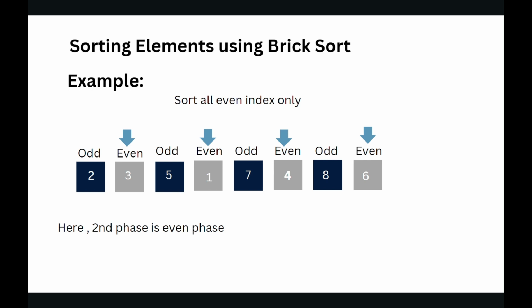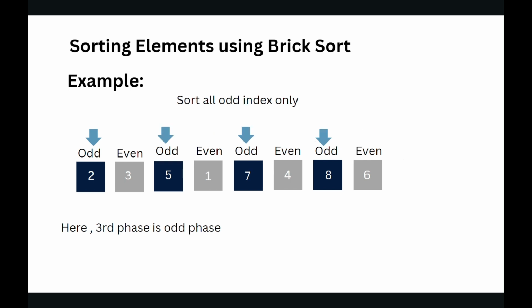Next even index value is 6. But to compare with the other element, there is no successor element present. Therefore, we can't determine it. Therefore, no swapping is possible in this case. Up to now, second phase, that is even phase sorting, is completed. Now let's move into the odd phase, that is third phase.